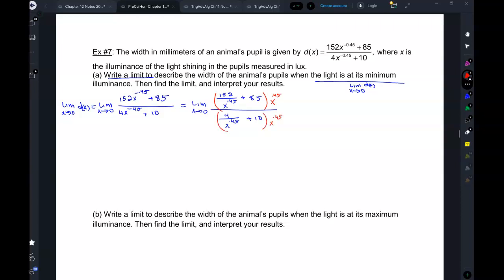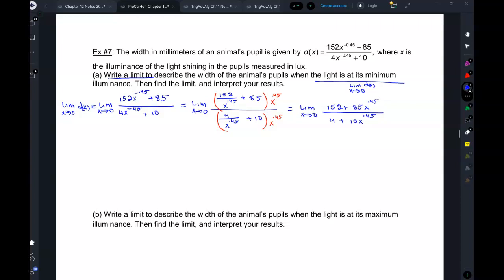Once we do that, do we stop writing the limit? No. We have to keep writing the limit. So now if I distribute this to the first and second piece, I get 152 plus 85 x to the 0.45, and then 4 plus 10x to the 0.45. Okay? Is that as simple as it goes? Yes, this is as simple as this goes.